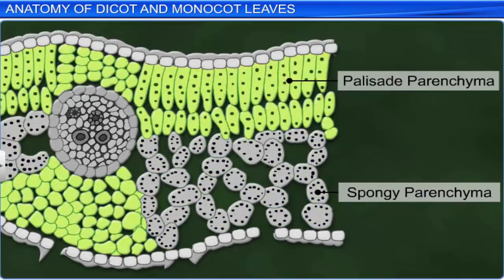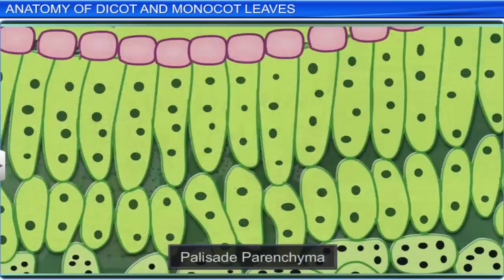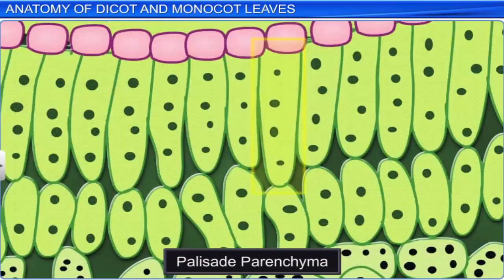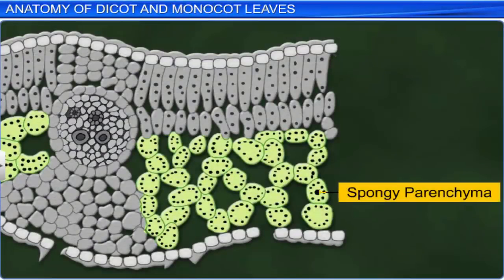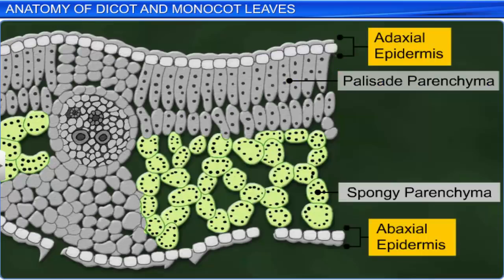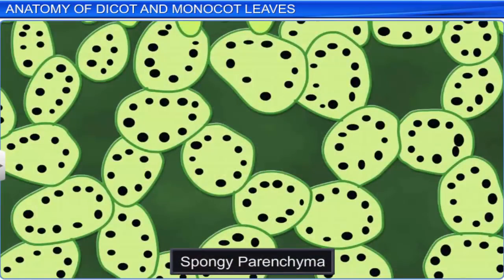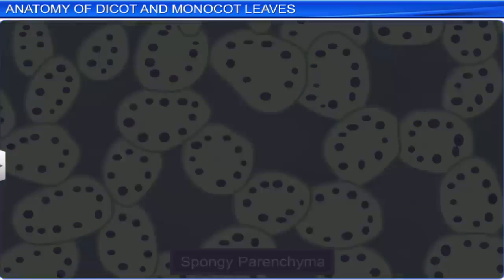The Palisade Parenchyma, located near the adaxial epidermis, is made up of elongated cells arranged vertically and parallel to each other. These cells have fewer intercellular spaces. The spongy parenchyma is located just below the Palisade Parenchyma, and it extends up to the abaxial epidermis. It consists of round cells which are loosely arranged and have large intercellular spaces and air cavities.